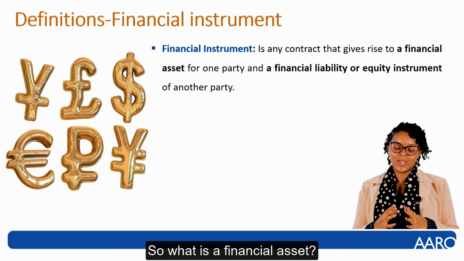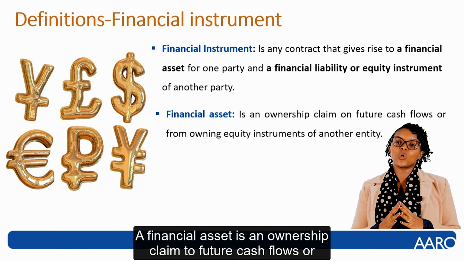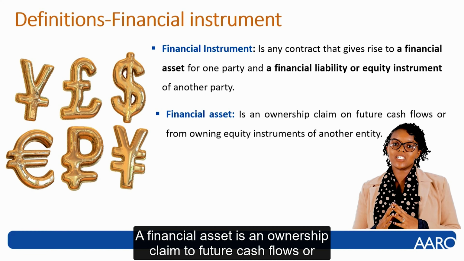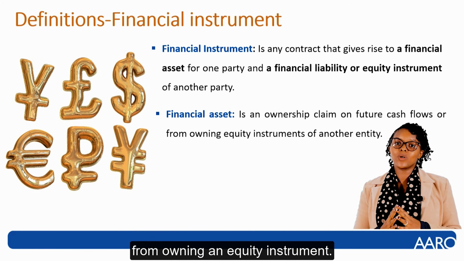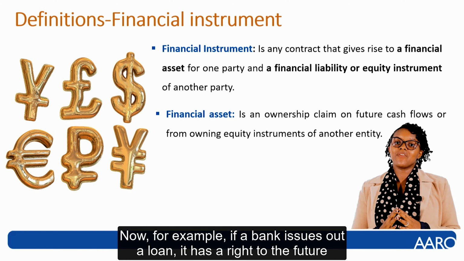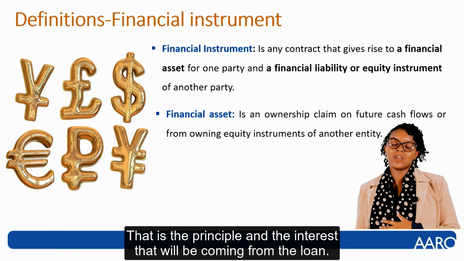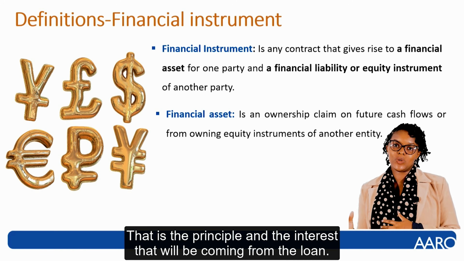So what is a financial asset? A financial asset is an ownership claim to future cash flows or from owning an equity instrument. Now, for example, if a bank issues out a loan, it has a right to the future cash flows that come from the loan. That is, the principal and the interest that will be coming from the loan.